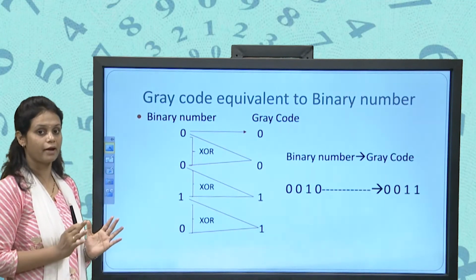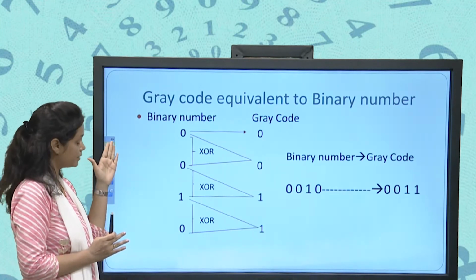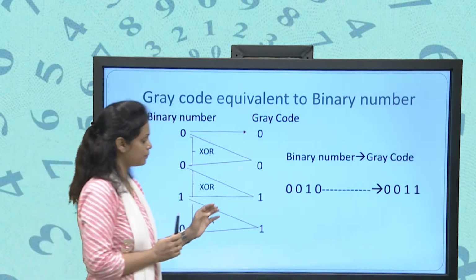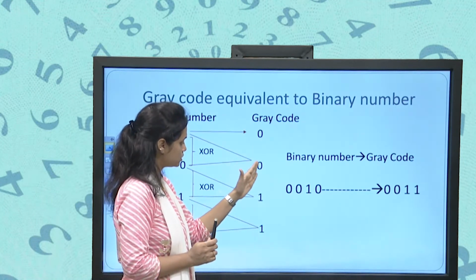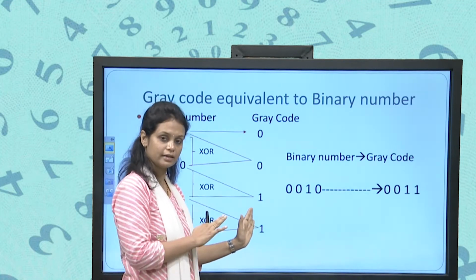So what is the final output of this binary number 0010? The final output is 0011. This is the number in the gray code.